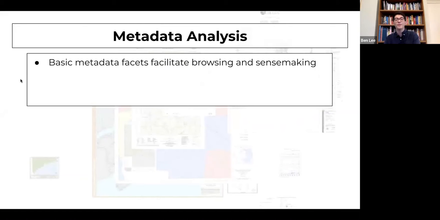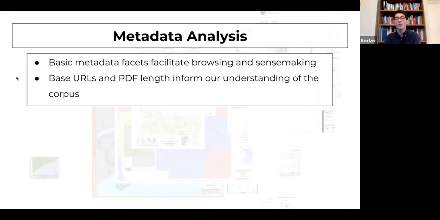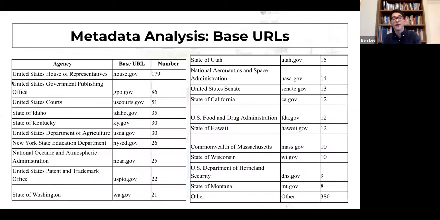And this is motivated because basic metadata facets really facilitate browsing and sense making. Here, base URLs and PDF length inform our understanding of the corpus and give us a sense of what's going on. So if we take a look at base URLs here, what I mean by this is we're basically just stacking the 1,000 PDFs and binning them according to the base URL. And we say that the most common is house.gov from the United States House of Representatives. 179 of these 1,000 PDFs correspond to house.gov. Then we have gpo.gov, uscourts.gov, idaho.gov, ky.gov. And once we get down to this point, we're down to of order 3%.